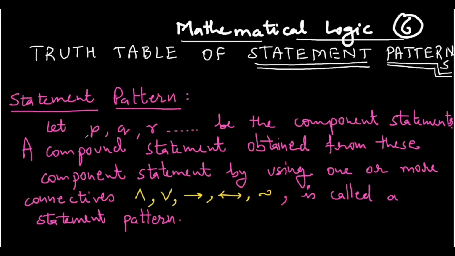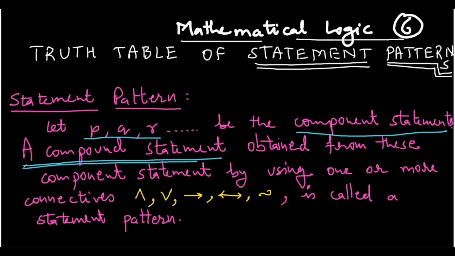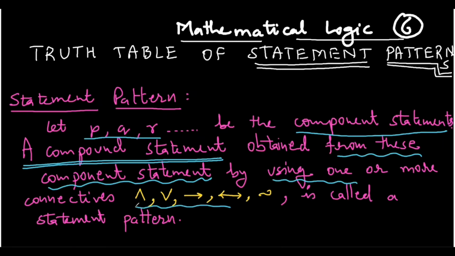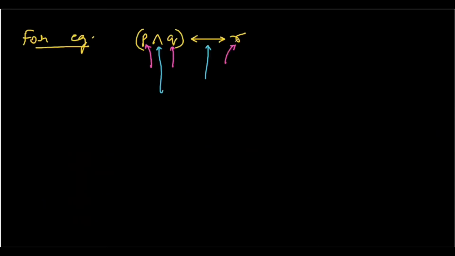So here we have P, Q, R component statements. Then we are obtaining a compound statement from these component statements using one or more connectives. Not necessarily will you have 3 component statements. You may have 2 component statements. You may have more than 2 component statements. So this is one example of a statement pattern here.